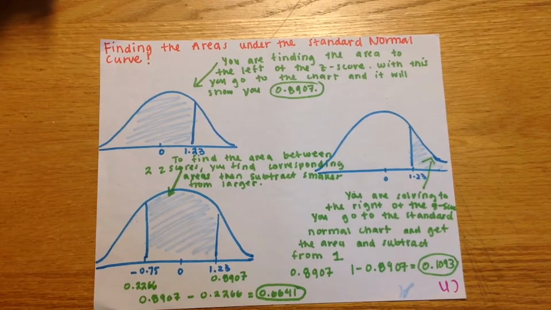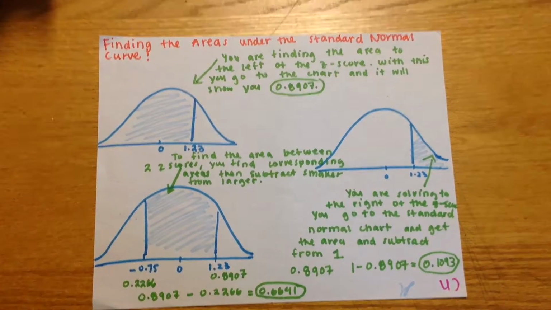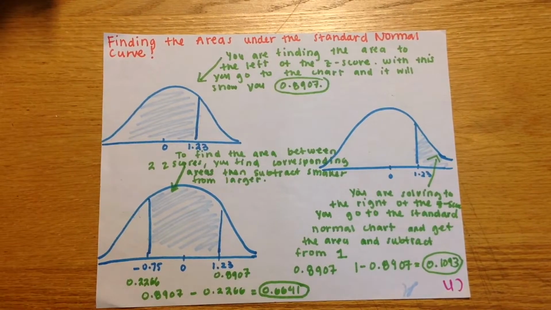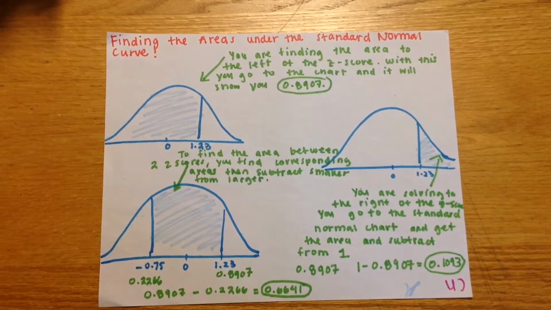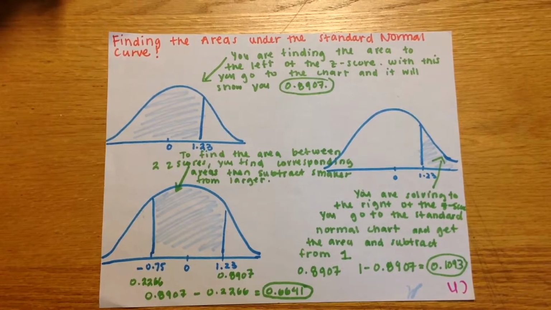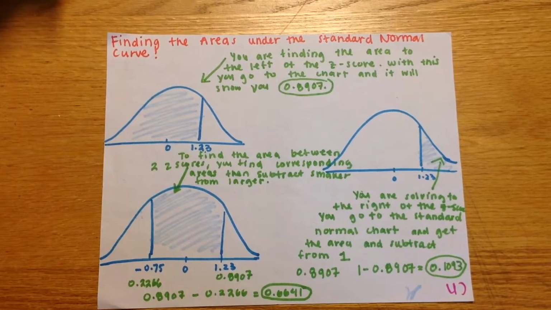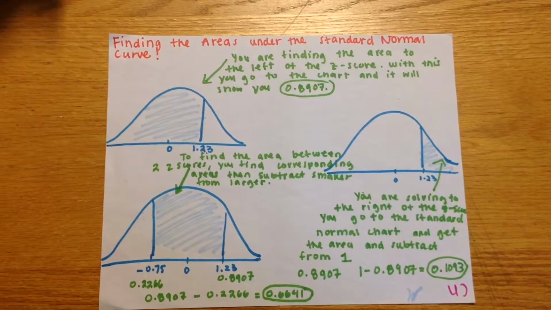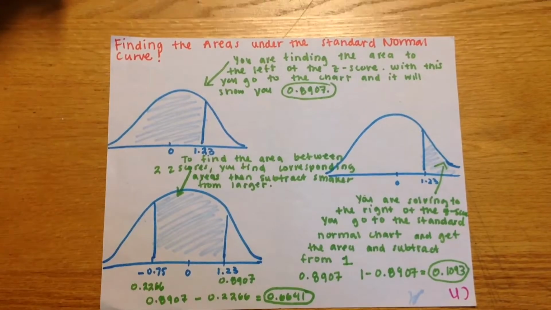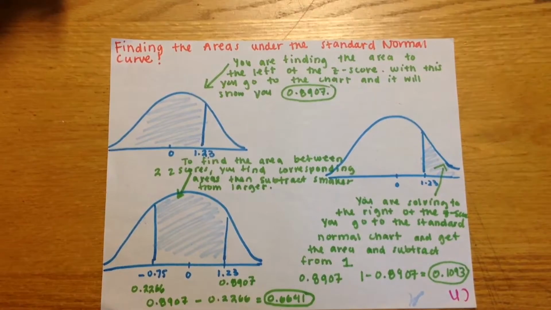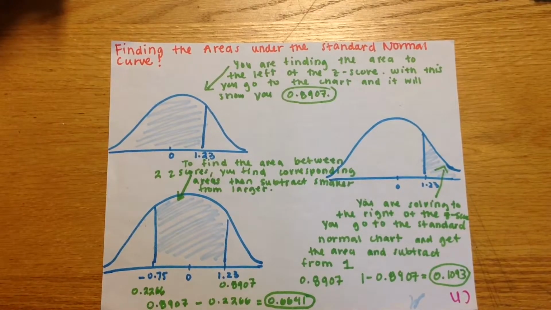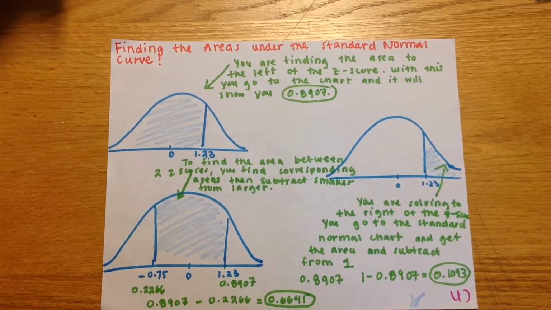Finding the areas under the standard normal curve. You are finding the area to the left of the z-score. With this, you go to the chart and it will show you 0.8907. To find the area between two z-scores, you find corresponding areas, then subtract the smaller from the larger. 0.2266 and 0.8907. And you subtract the two and you will get 0.6641.